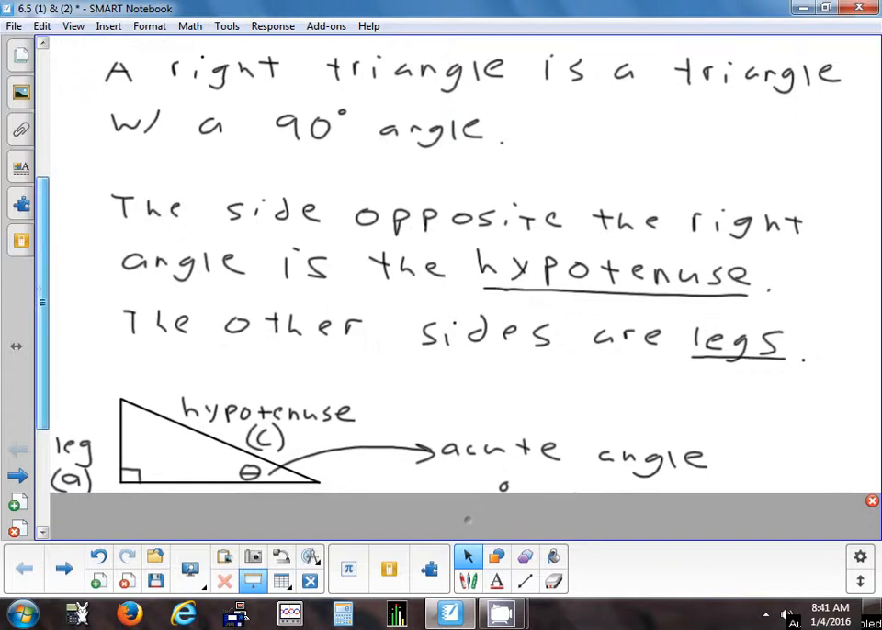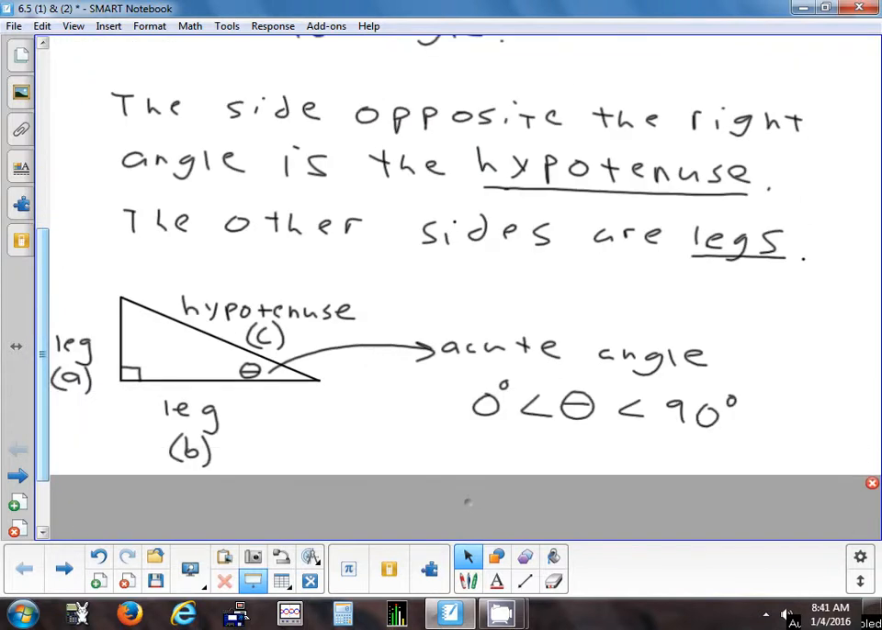Okay, so here's everything we just said as a diagram. Here's my right triangle. I've got my 90-degree angle, which we put in that little symbol that looks like a little box in the corner. The sides we usually label with letters A, B, and C. A and B are the legs. It doesn't really matter which one's A and which one's B, but we make sure C is always the hypotenuse.